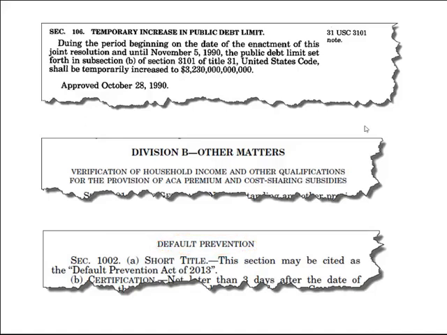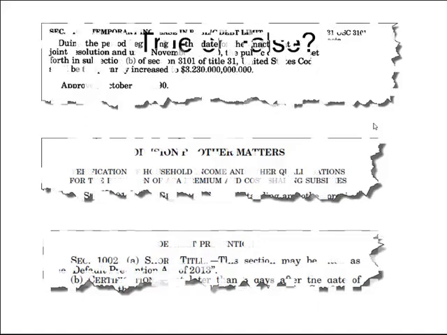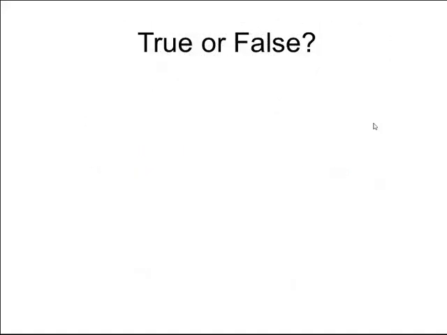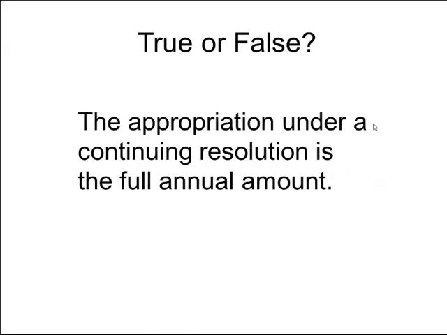Before I end this session, I want to discuss a frequent misconception about continuing resolutions. Is this statement true or false? The appropriation under a continuing resolution is the full annual amount. The answer is true. The appropriation is for an entire fiscal year.